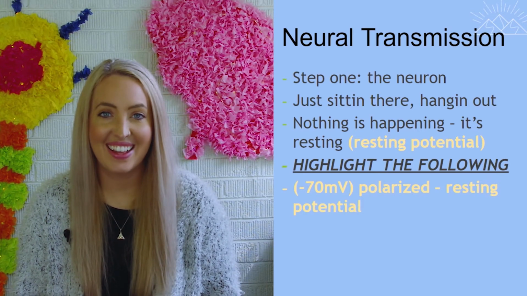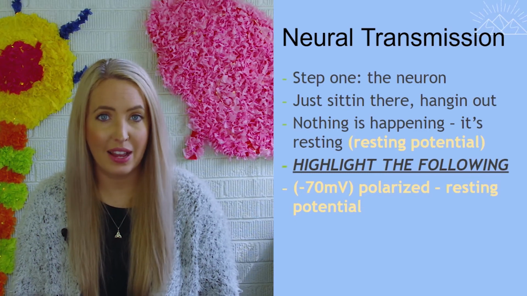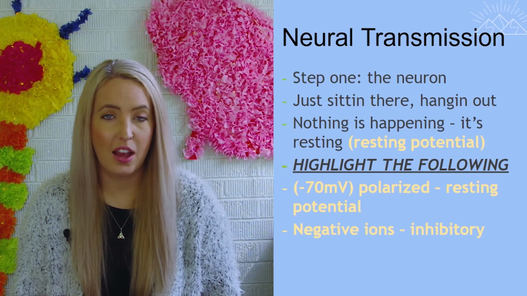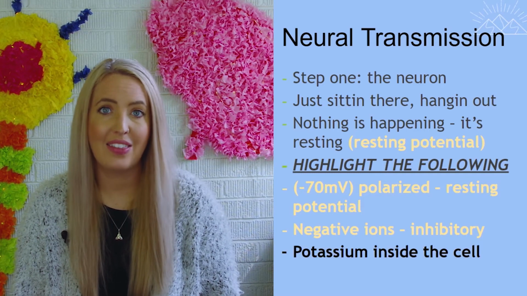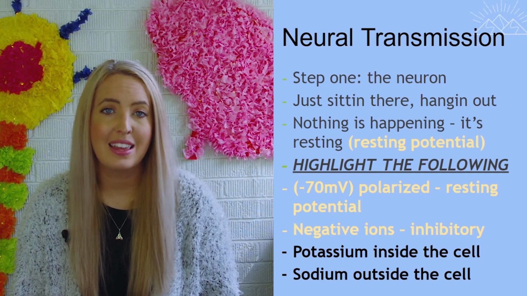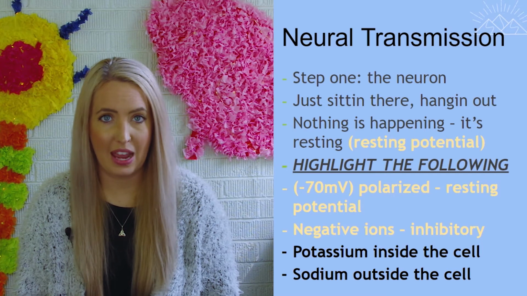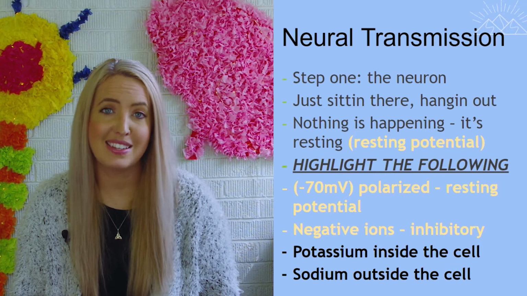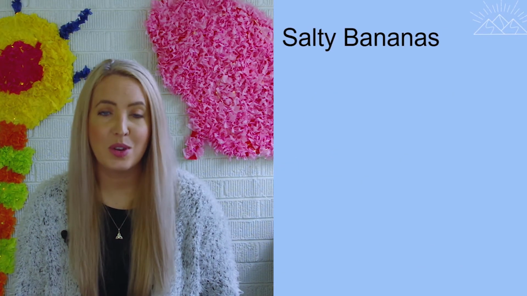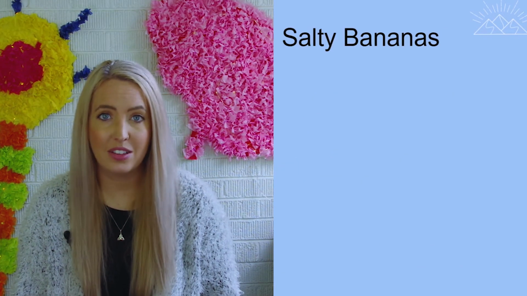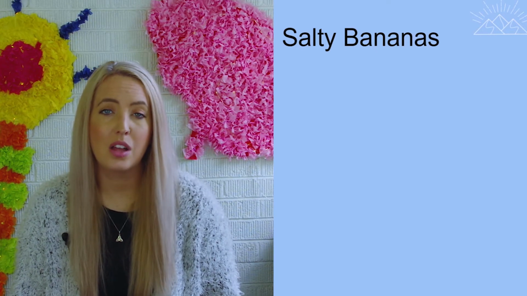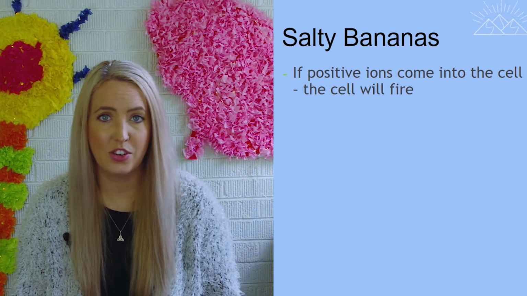We have negative ions inside the cell that is keeping it at rest and positive ions outside of the cell. The ions inside of the cell is potassium and the ions outside of the cell is sodium. The way that you can remember that is think of a salty banana, where the salt or sodium is on the outside and the potassium of a banana is on the inside. Once information is received into the soma that tells that neuron that it needs to send that information, the gates will open up and it will allow those positive ions to enter into the cell.